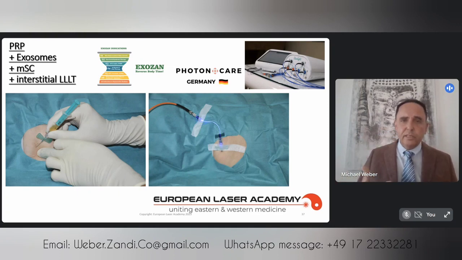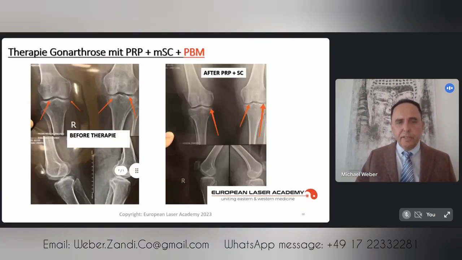Since almost the discovery of the exosomes, they started to inject PRP, platelet-rich plasma, to reduce the pain and enhance healing processes. We use the same needle to inject the exosomes or the stem cells or both, and then put in, as seen with the blue light, a single-use sterile optic fiber to boost the mitochondria and have an anti-inflammatory effect, enhance NO. So there are many things behind the interstitial irradiation.